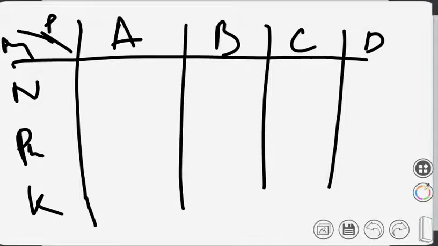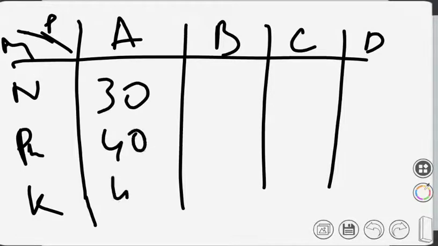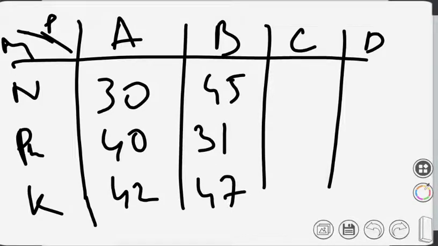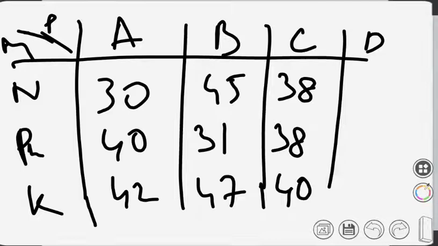So in this case, tell me the data column wise. A, B, C, D column wise. Yes, sir. So 30, 40, 42, 40, 42. Then E, 45, 31, 47. Then 38, 38, 40, and then 27, 42, 35.